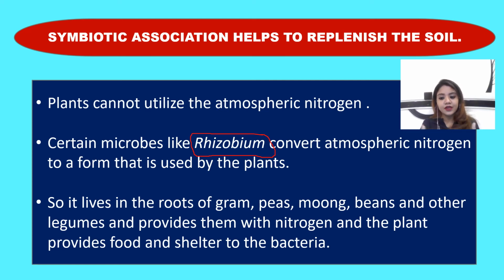So here again you can see there's a symbiotic association between the bacteria and the roots of the legumes. So they are getting shelter also, and simultaneously at the same time they are also helping the plant to get the nitrogen that they need in the form which they can use.